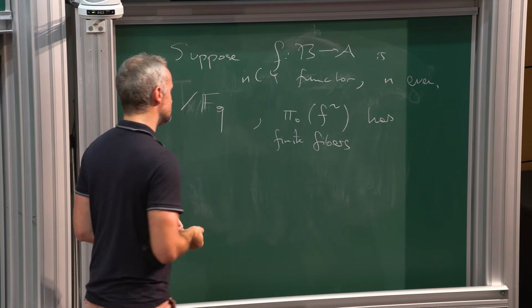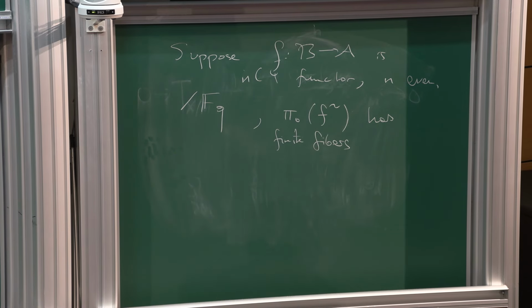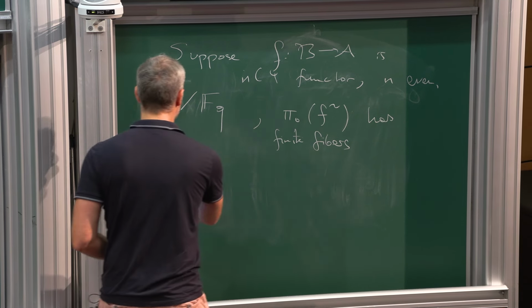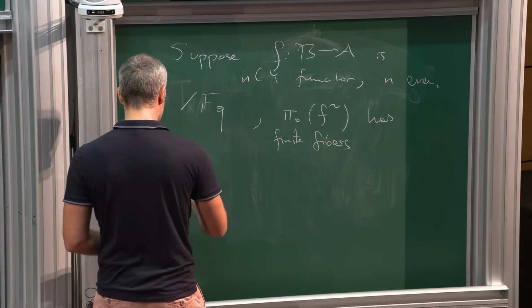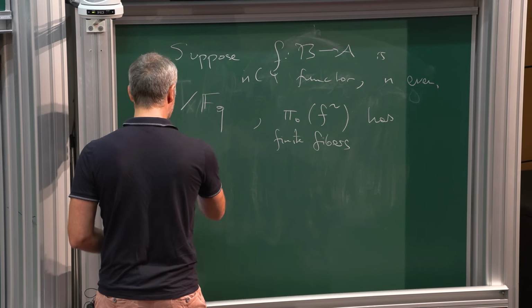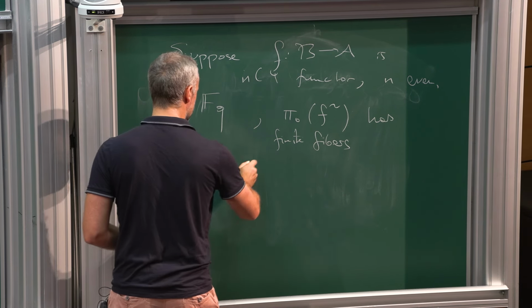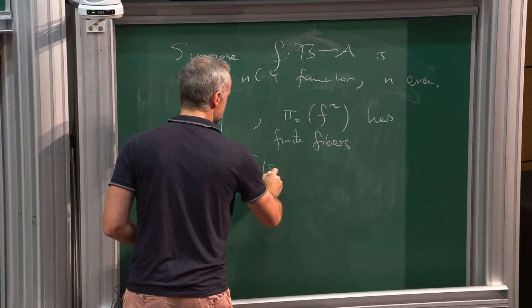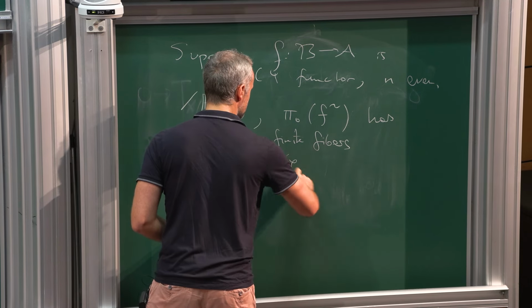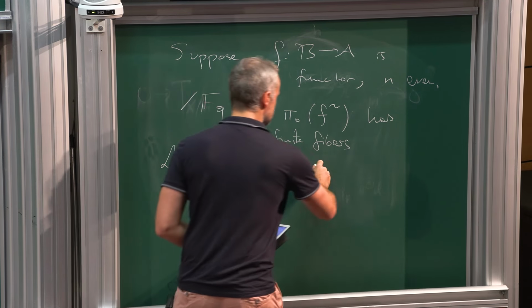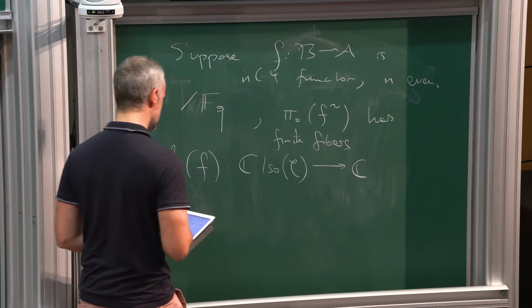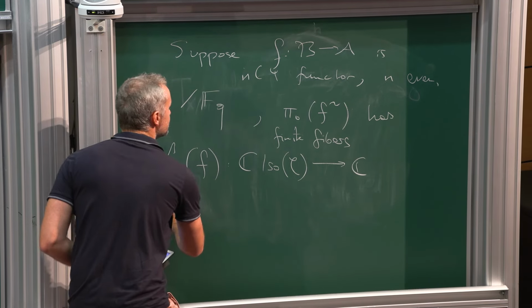And then I can write down a formula. In fact, I'll write down a functor. So first I want L. So L of f will be some linear function from the vector space of complex linear combinations of isomorphism classes of C, just down to C. It's a linear functional.